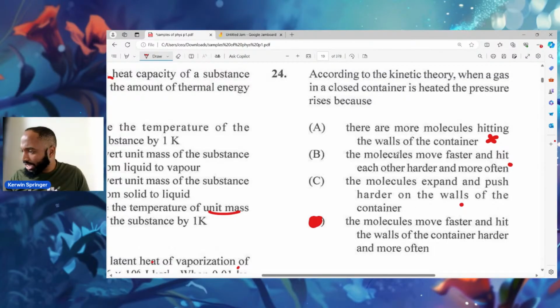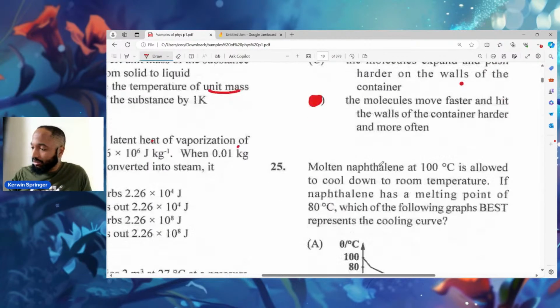What's the difference between B and D? Molecules move faster and hit each other. They're talking about each other here. They're talking about the walls of the container. And pressure is really the force on the walls per unit area. So D is the best answer. The molecules themselves are expanding. That's kind of weird to see.